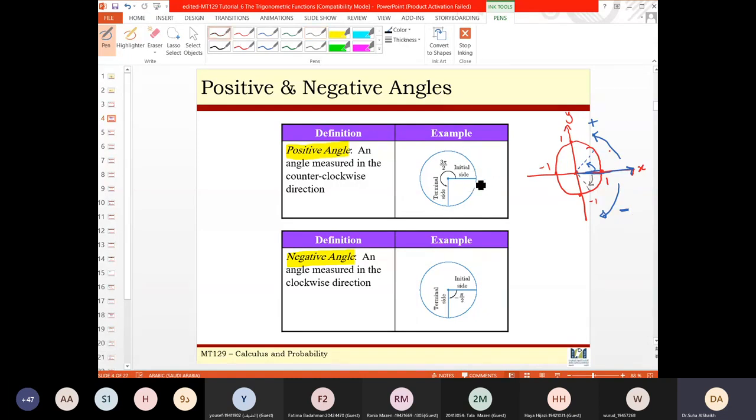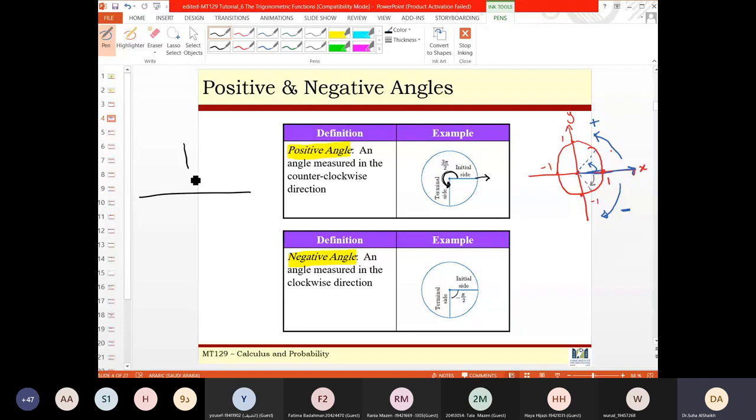You see my movement, the movement starts from here. So I'm moving here, here, here, here, and I stopped here. This is my angle. So is the angle positive or negative in this case? Counterclockwise. So it's positive. It's actually positive 3 pi over 2, which is 270 degrees. You have to know this, okay?